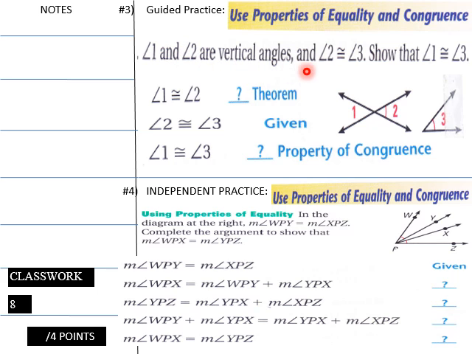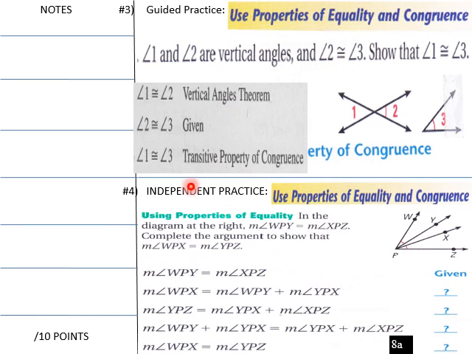And then in our guided practice, we're going to do this. Angles 1 and 2 are vertical, 2 and 3 are congruent. Show that angle 1 is congruent to angle 3. So how do we do that? Here we go. Angle 1 is congruent to angle 2. Angles 2 and 3 are congruent. This is given up here in the premises for this argument. So therefore, by the transitive property of congruence, angle 1 is congruent to angle 3.